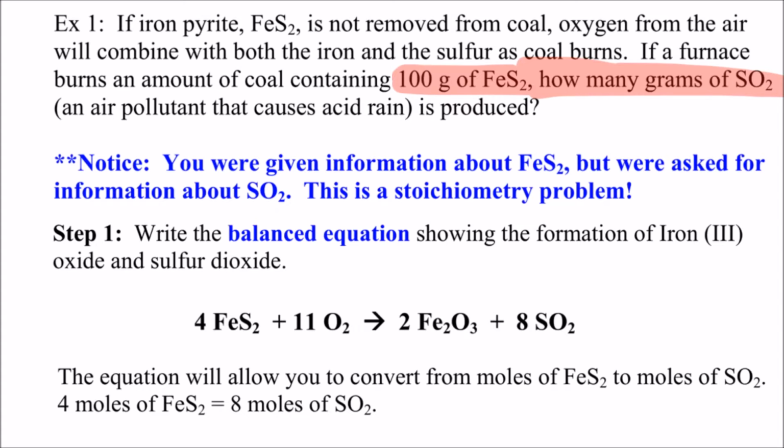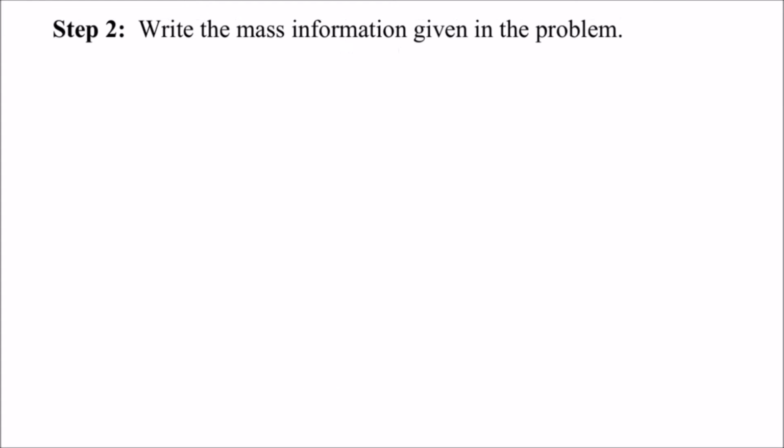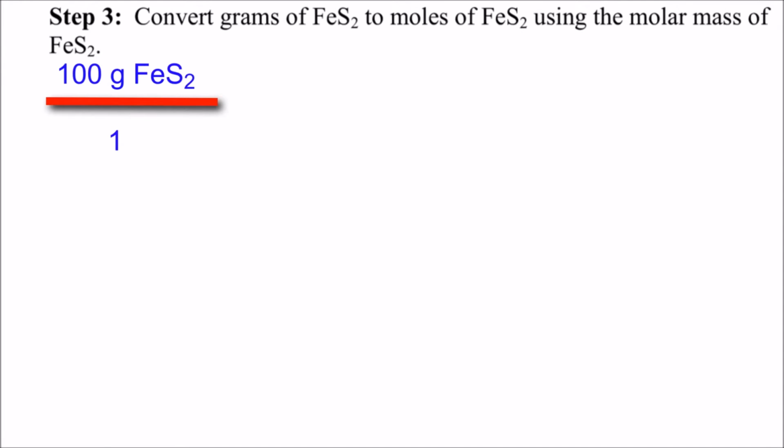Alright, so that's a conversion factor that allows me to move from information about iron pyrite into information about sulfur dioxide. Okay, let's look at step 2. Step 2 says that we need to write the mass information given in the problem. What they just mean is put the given over 1. Okay? Step 3 now says that we need to convert grams of the iron pyrite into moles of the iron pyrite. Alright, let's do that.